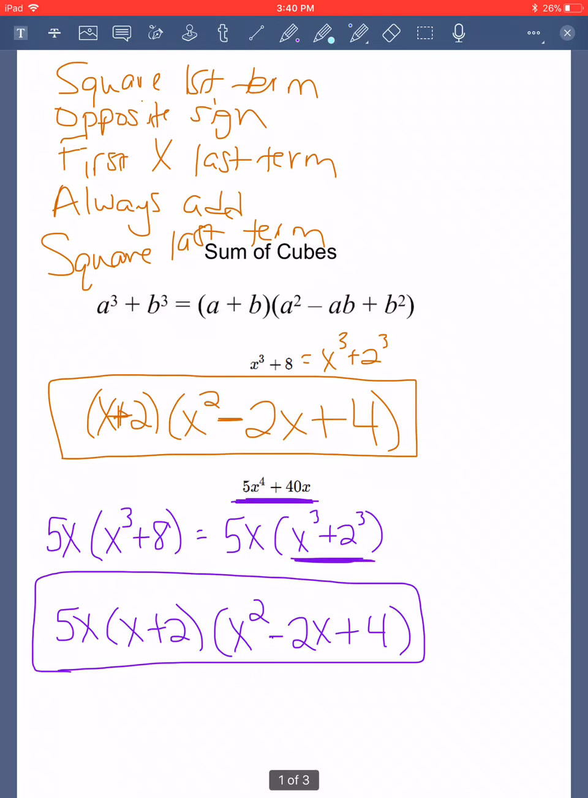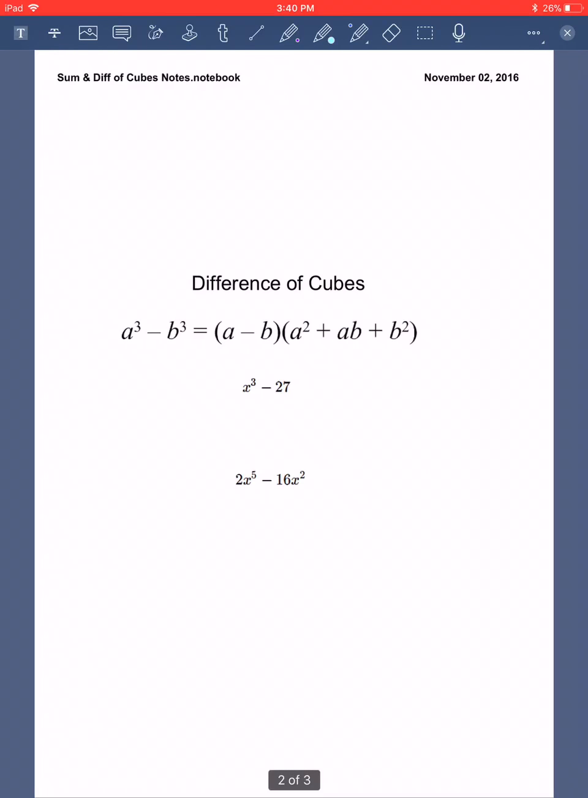So this is technically called the sum of cubes since it was all addition. This next page, we're talking about the difference of cubes, which just means it's subtraction. We don't need to have this memorized up here, though, because we use SOFAs to help us remember our steps.